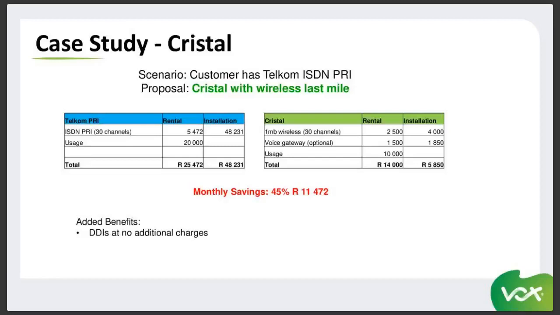And then we know for sure that we're going to reduce that customer's usage from 20,000 Rand down to 10,000 Rand. And all told, we're looking at reducing the monthly bill for this customer from 25K down to 14,000 Rand, which translates into a 45% savings or 11,400 Rand. And as an added benefit, we give the customer as many DDIs or DIDs, which is direct dial inward numbers, as they require at no additional charge. And what that means is if every extension user on the PBX requires their own direct dial number, we'll provide that, as I said, at no additional charge.